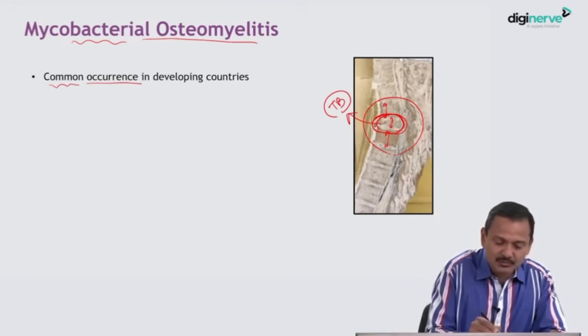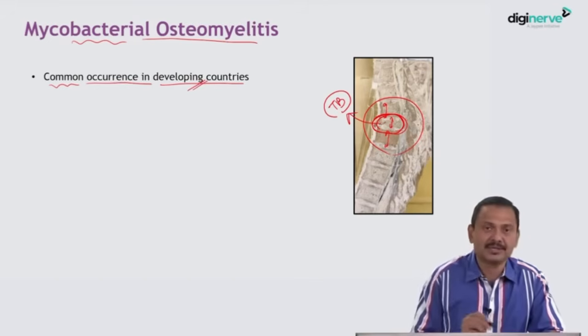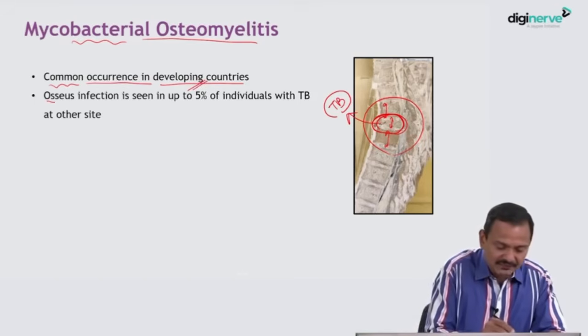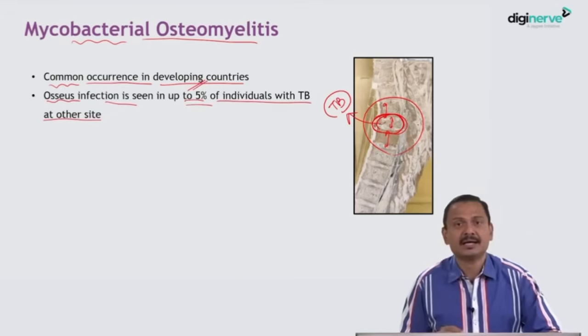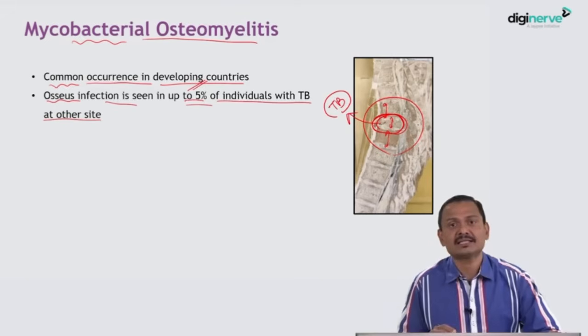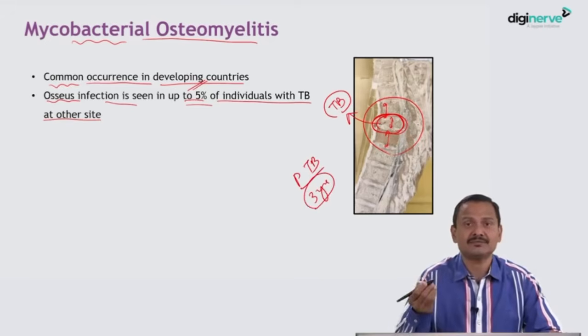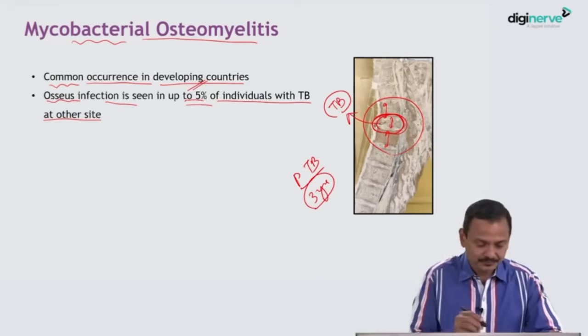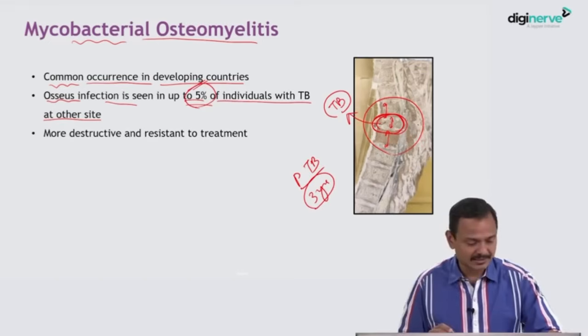This infection is more common in developing countries, so osteomyelitis because of mycobacterium is also common in developing countries. Osseous infection is seen in up to 5% of individuals with TB at other sites. If you recall our case scenario, the patient had a history of pulmonary tuberculosis 3 years back. So possibly that infection would have got reactivated and now gone and infected the vertebra. So up to 5% of patients can have tubercular infection at other sites.